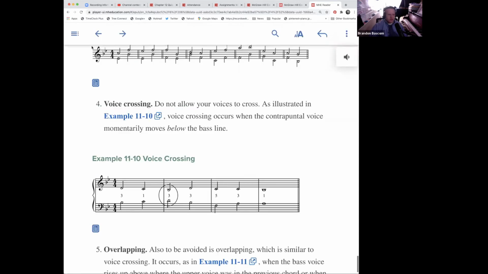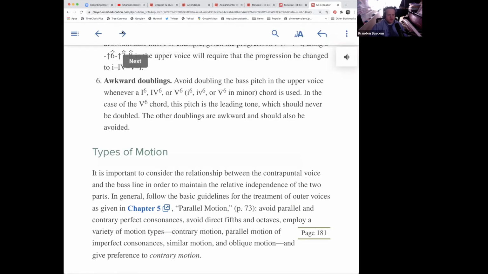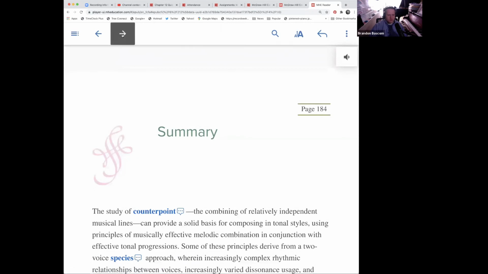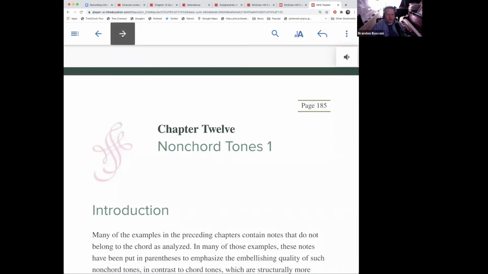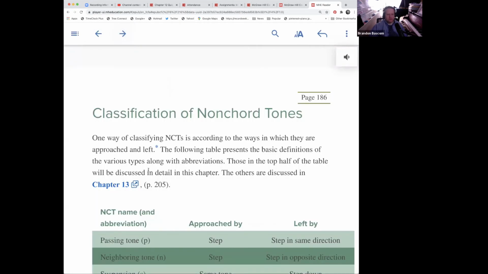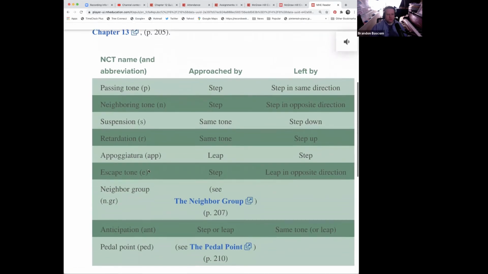That's all that we have in this chapter. Then we go on to non-chord tones. Last chapter, chapter 12, right? So if I was you, I would know that little chart. Questions on any of those non-chord tone definitions?